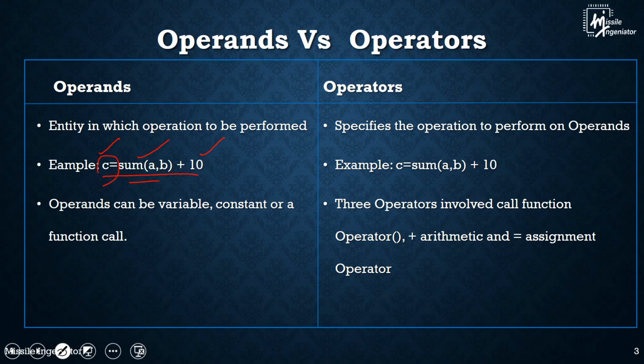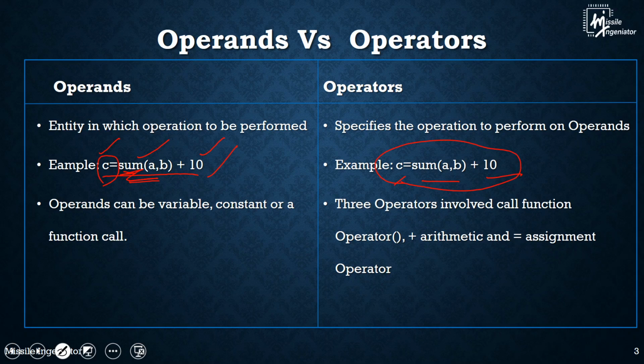Here C is a variable, so a variable can be accessed, and a variable is one of the operands. Here 10 is a constant, and sum is a function call. These three are operands in an expression. An operator, as I mentioned earlier, is for performing some operations on operands. Here the operands are C, the sum function, and 10.